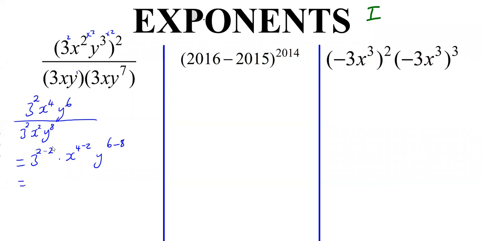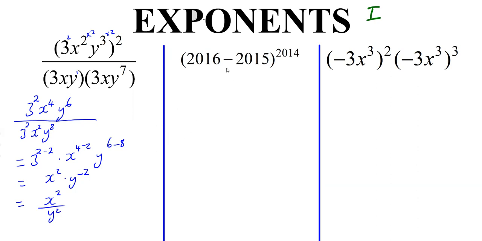Then what do we get here? We get 3 to the power of 0, which is going to give us 1, so we ignore it. Then x to the power of 4 minus 2 is going to be x squared. Then we are going to have y to the power negative 2. And what have we learned here? We learned that if it's negative, we take it down. So x squared over y squared, like that. So we have something like that.